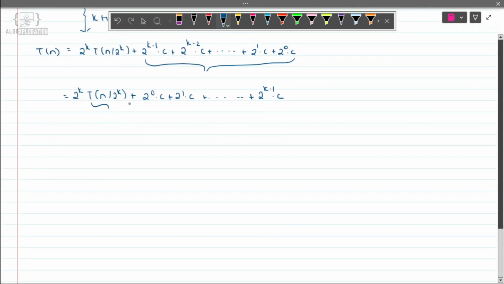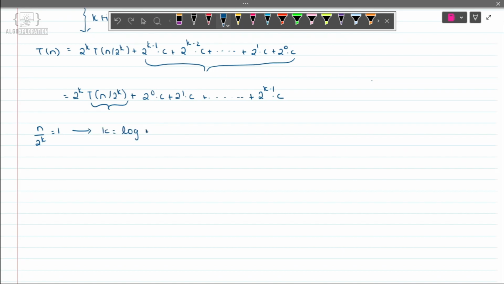Now actually we have to eliminate this function. So let's say T(n/2^k) = 1. Why 1? Because of the termination condition. So here the value of k will be log n base 2. Now substituting the value of k in this equation, we get 2^(log n base 2) into 1 plus 2^0 c plus 2^1 c, and so on plus 2^(log n base 2 - 1) c, substituting the k value into c. Now the value of this will be n.